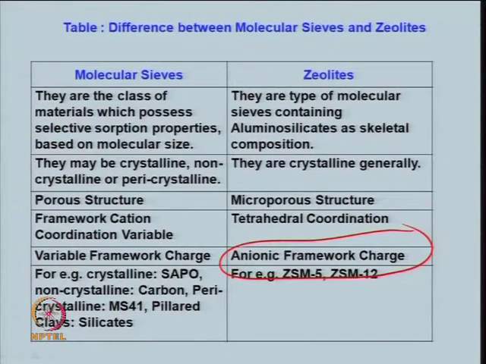Just for example, in the case of molecular sieves, the crystalline materials are SAPO, silico-aluminophosphate type zeolites, right, and non-crystalline ones are carbon type materials. Carbon nanotube can be one type of that, right, porous carbon materials, microporous, mesoporous carbon materials, and paracrystalline materials like MCM-41, again a code name, pillared clays, right, silicates, clays are silicate types, lamellar structures.